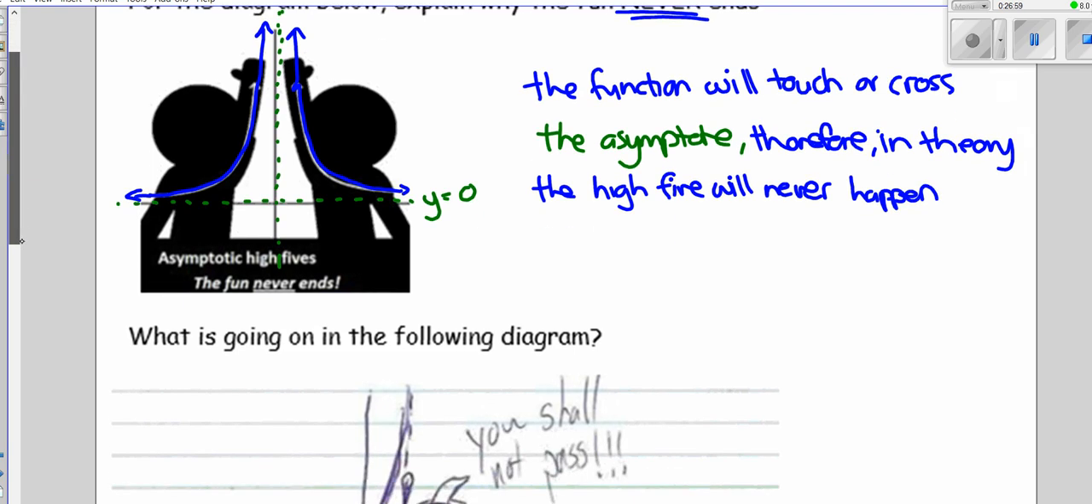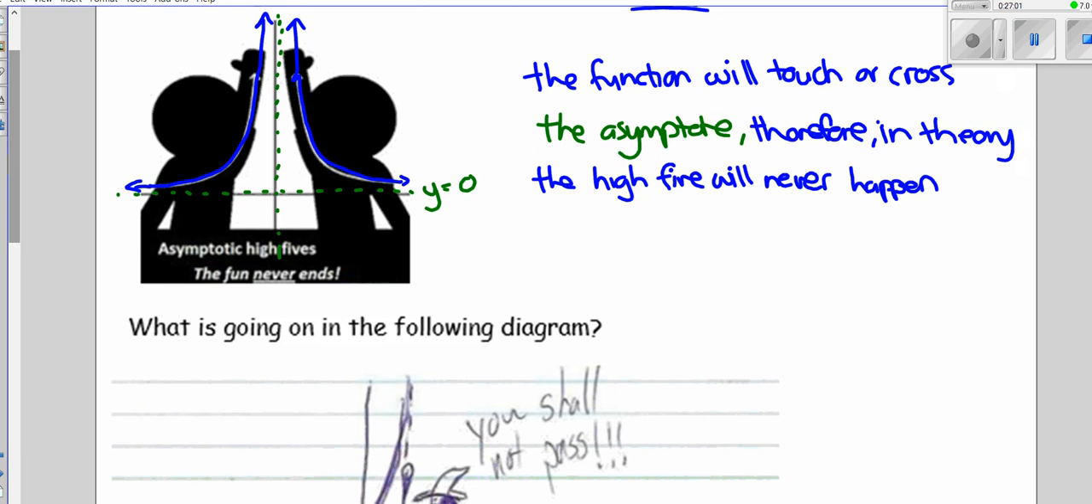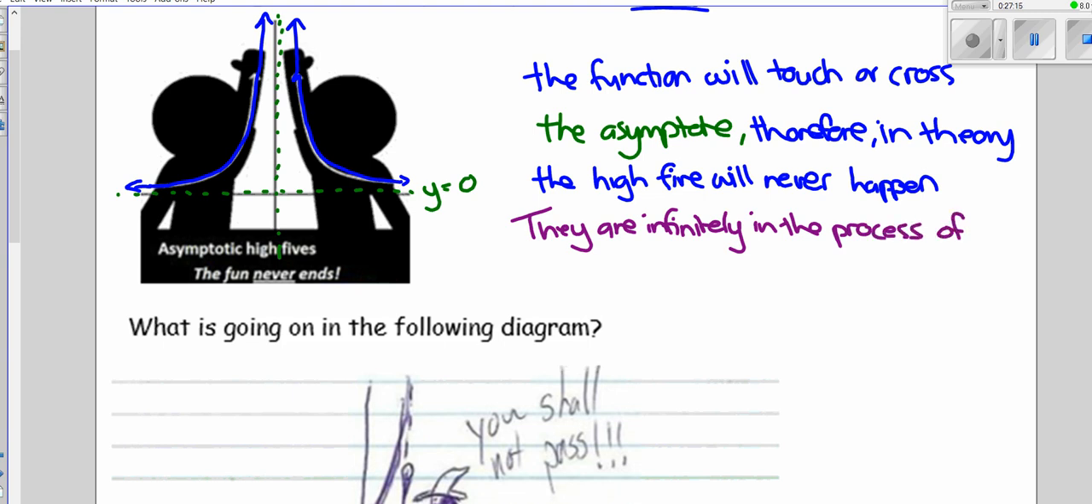We can have it if you want. They are infinitely in the process of trying to high five.